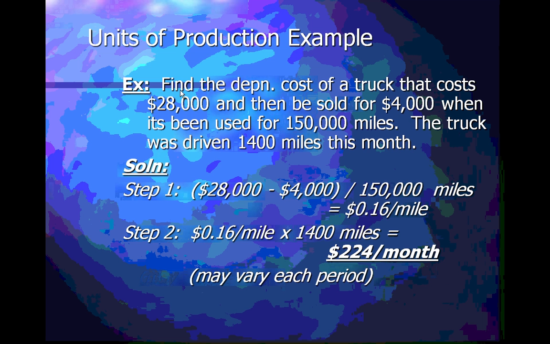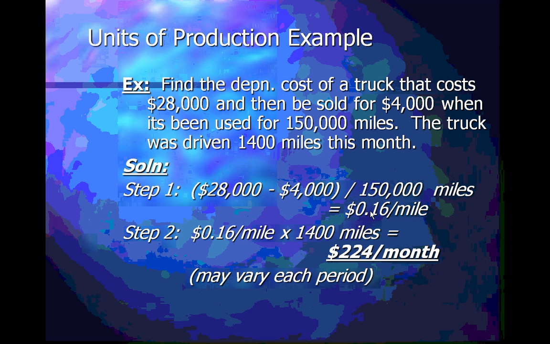Once again, an example will help us. Okay, find the depreciation cost of a truck that cost 28,000, then it's sold for 4,000. Oh, it's the same truck as last time. Okay, and it's going to be used for 150,000 miles. The truck has driven 1,400 miles this month. Okay, so first of all, step 1, 28 minus 4, just like straight line. But now for units of production, instead of dividing by 10 years, we're going to divide by 150,000 miles. This comes out to be 16 cents a mile.